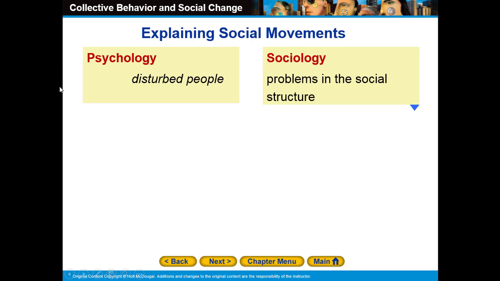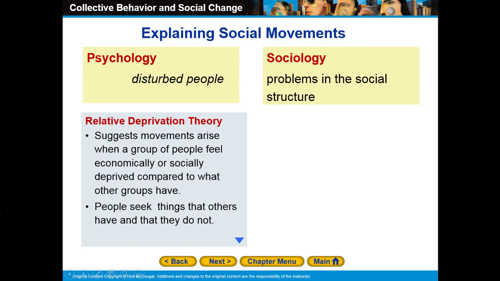According to psychology, people who are responsible for promoting social movements usually have some kind of personality problems, disturbed people. This theory is called the relative deprivation theory. From their point of view, movements arise when a group of people feel economically or socially deprived compared to what other groups have. In fact, the promoter of this theory was Karl Marx, and he had an example.